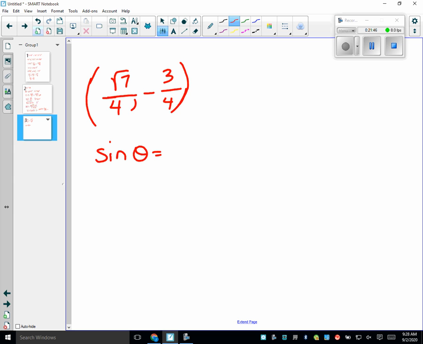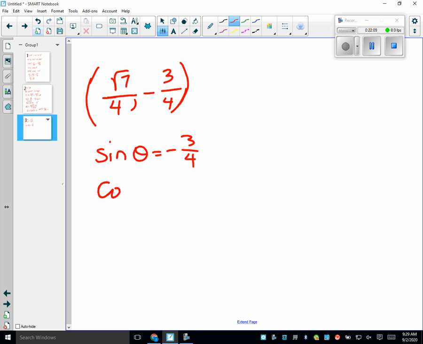So don't you already know tangent? If you know tangent and cotangent, oh my gosh, you know them all. What is sine of the angle? Oh, it's a unit circle. Oh, I can see it. So what is the sine of this angle? -3/4.